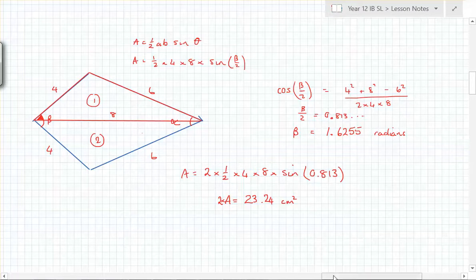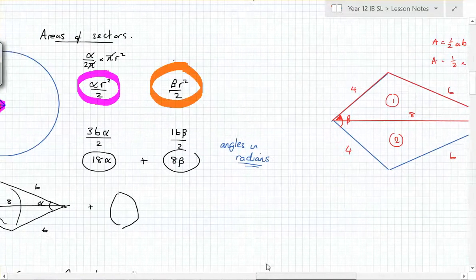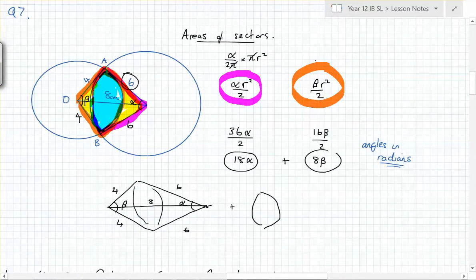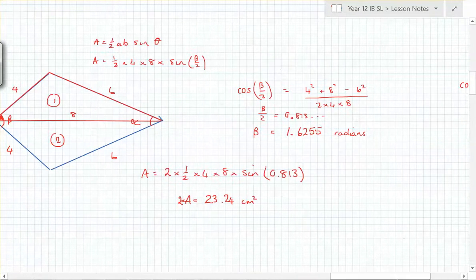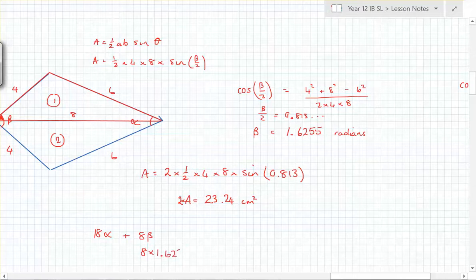Now, what did we say needed to happen? That the area of the 2 segments added together should equal the area of the quadrilateral plus a bit. Now, the area is 18 alpha plus 8 beta. I've got no alpha yet. I have got 8 beta, which is 8 times 1.6255.